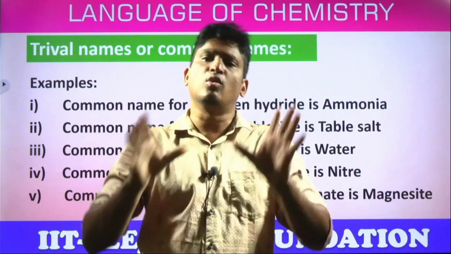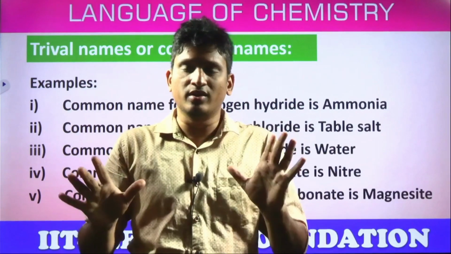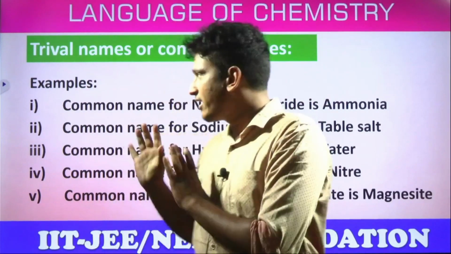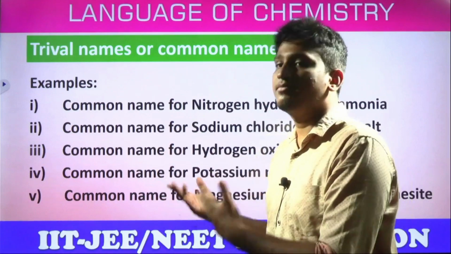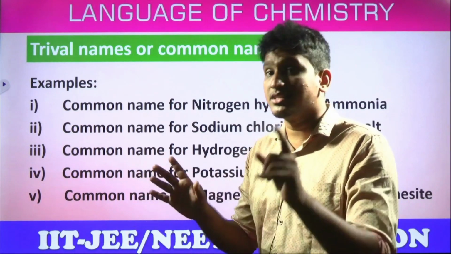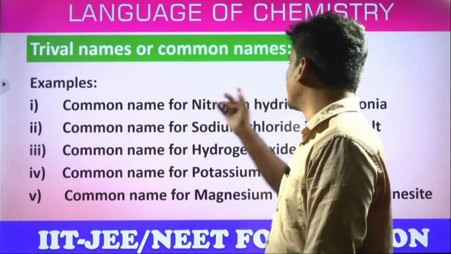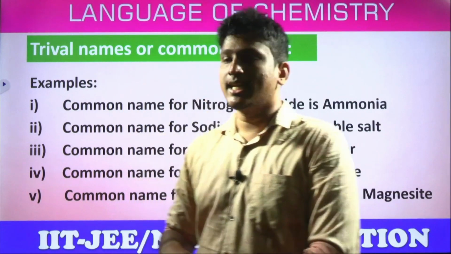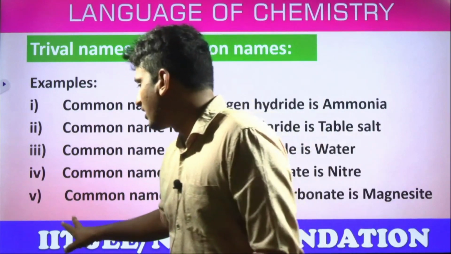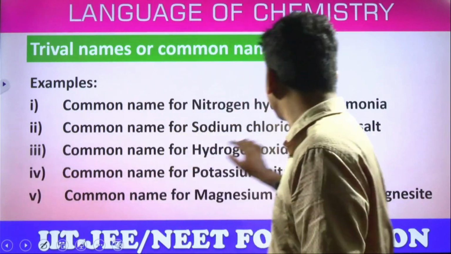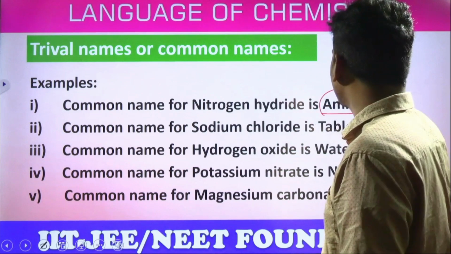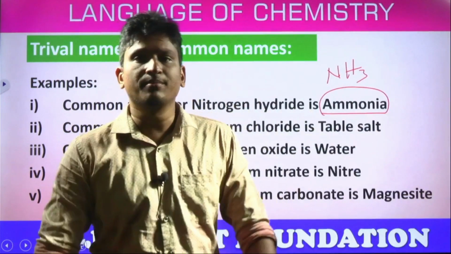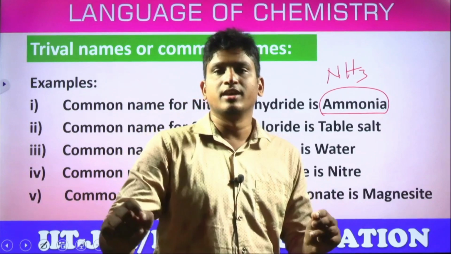Some compounds are old compounds, and they have been called by these names from olden times. That's why they have common names. We used to call them with their common names instead of chemical names, but still they have chemical names. Look at here. Nitrogen trihydride. It is commonly called, what is the name, students? Ammonia. What is the formula? NH3.